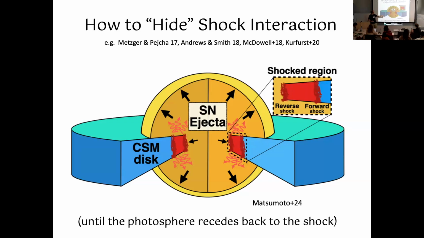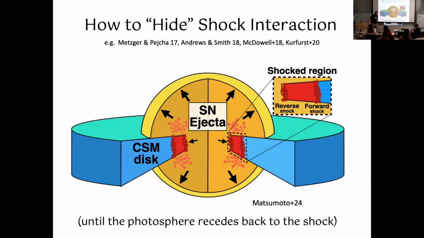But there may be ways to hide compact CSM. If I blew these things up and they had very compact CSM, and the ejecta just quickly engulfed all of it, and basically the shock signatures were hidden. I think that's been the viewpoint of several groups, Nomoto's group, that they could be. So we could be entirely wrong.